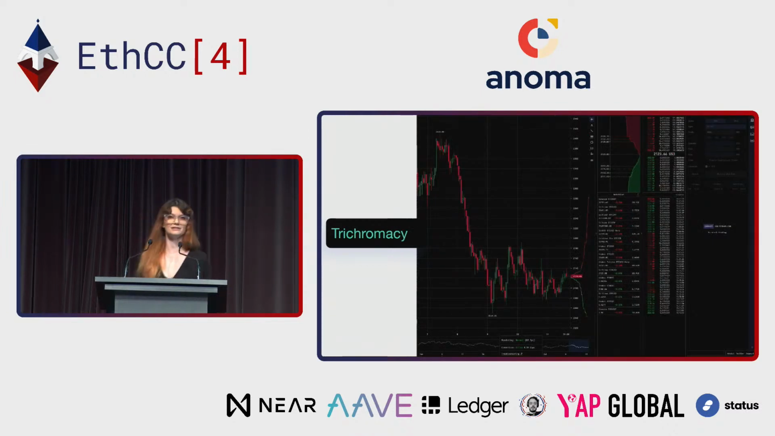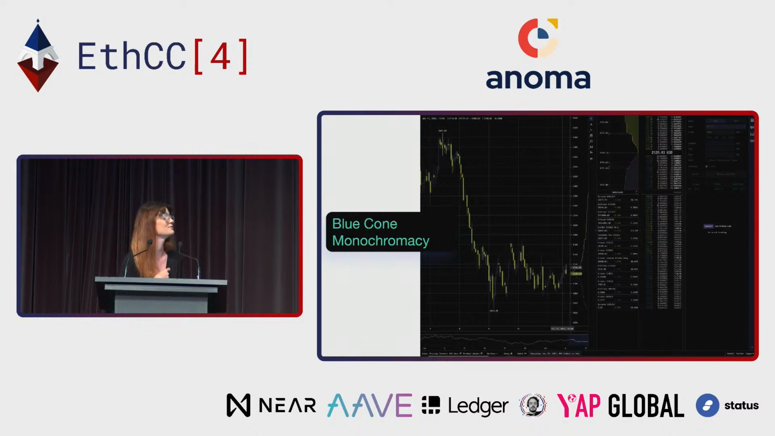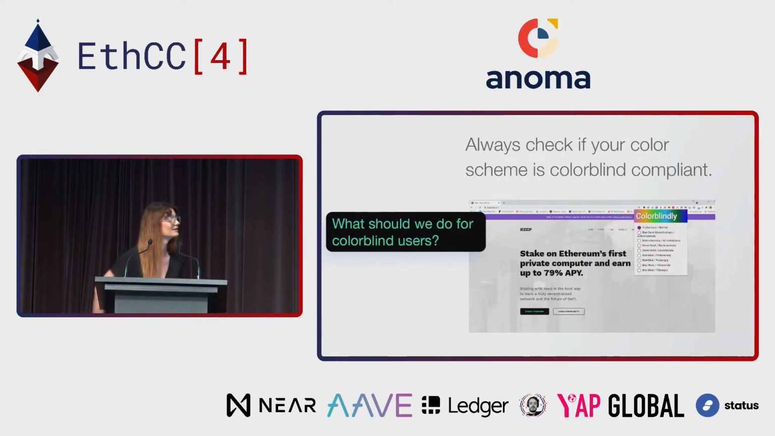So basically, this is an iconic image of Ethereum, an iconic data vis of Ethereum, and it's very beautiful, a very beautiful candlestick chart with green and red. But look what happens if you have blue cone monochromacy. You basically cannot understand anything from it. You can't really see the other line, so it's not really working and doesn't give you anything.